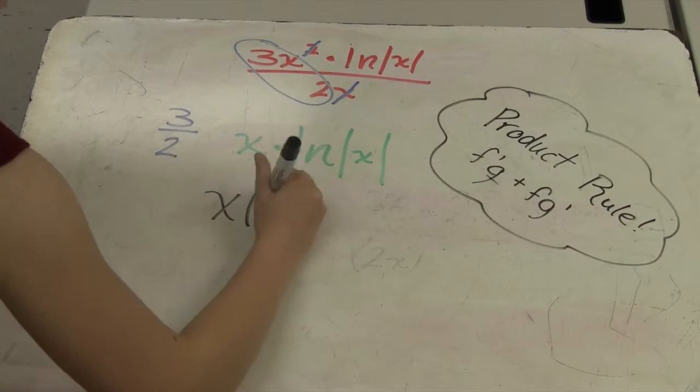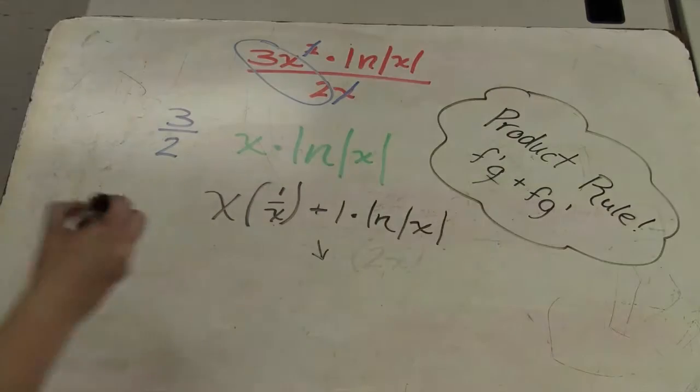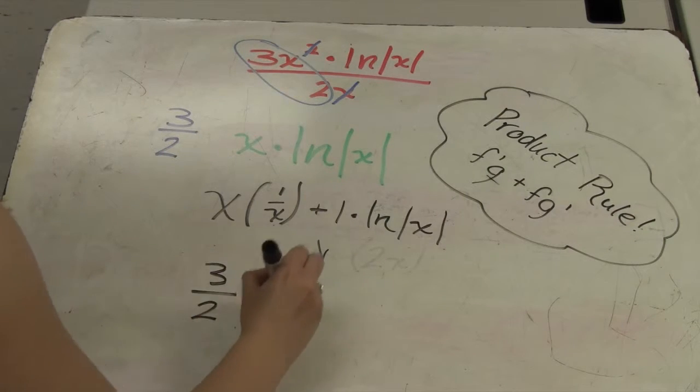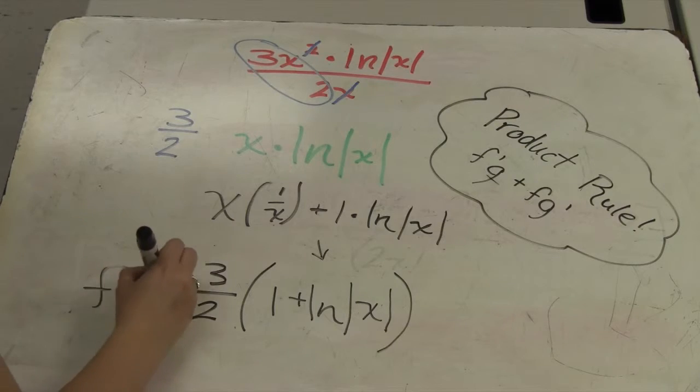So, for your new function, you're left with x times 1 over x plus 1 times ln of the absolute value of x, thus making your final equation 3 over 2 times 1 plus ln of the absolute value of x. Now there is also the function f double prime.